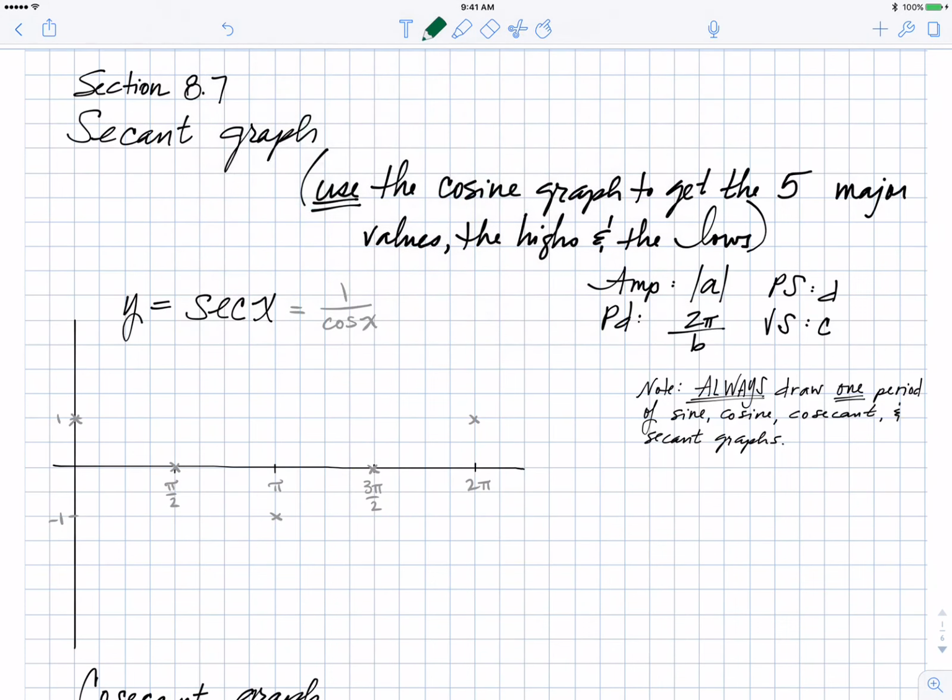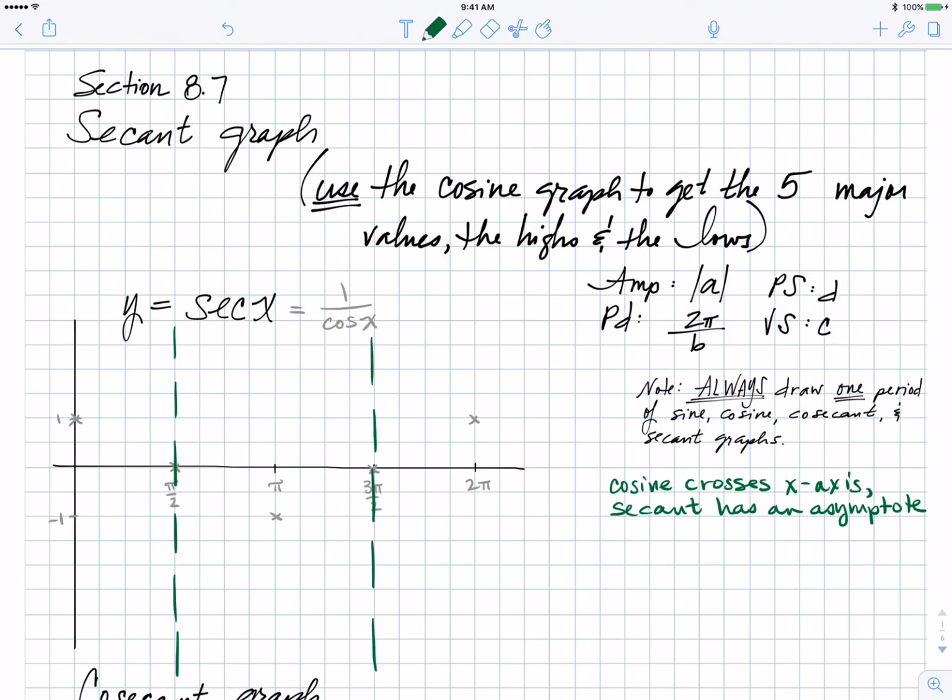So let's do this in a color. Anytime my cosine crosses the x-axis, my secant will have an asymptote, and you draw an asymptote using a dashed line. So let me say that again. If cosine crosses the x-axis, I'll write this down for you. Cosine crosses x-axis, secant has an asymptote. Asymptote has a funny spelling. Okay?